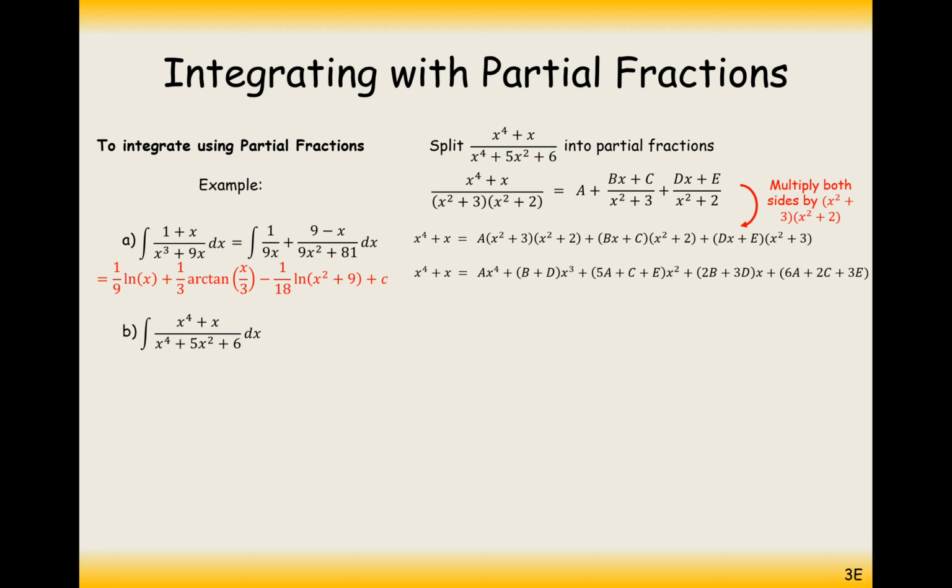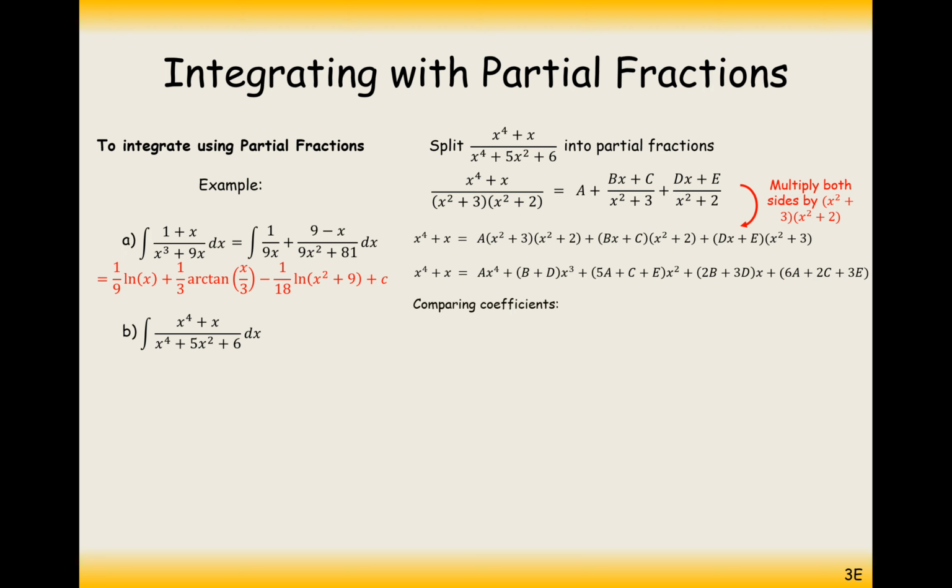Now if I expand the brackets and group everything together, I'll be left with ax to the 4, bx cubed and dx cubed, so I could factorise that to b plus d x cubed. If I factorise out the x squareds, I'm going to get 5ax squared, cx squared and ex squared, so that can simplify to 5a plus c plus e x squared. On the x term it will be 2bx plus 3dx, which will factorise to 2b plus 3d lots of x, and then the constant term will be 6a plus 2c plus 3e.